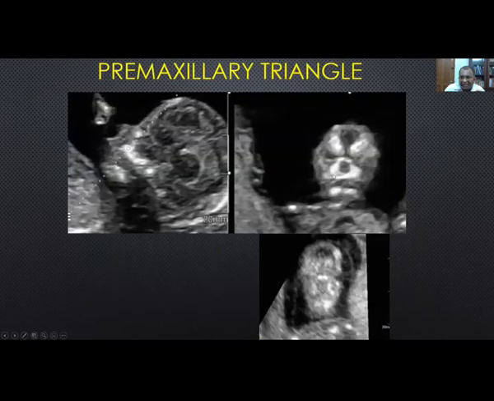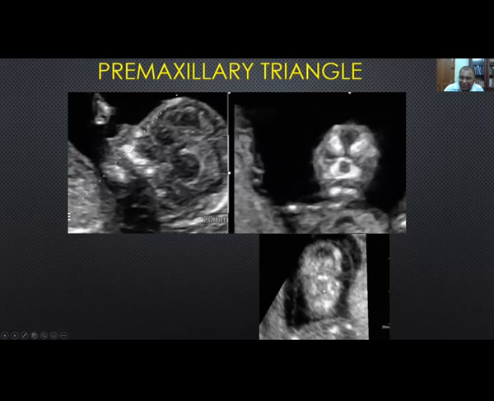Now the premaxillary triangle is an anterior coronal view. This is the premaxillary triangle, or retronasal triangle. The base of the triangle is formed by the hard palate, the lateral walls by the frontal process of the maxilla, and the apex by the nasal bones. These are the nasal bones.